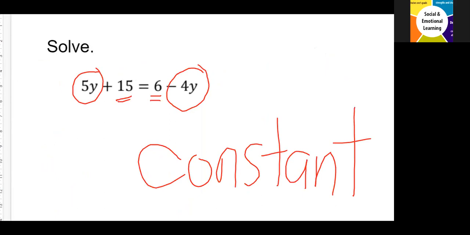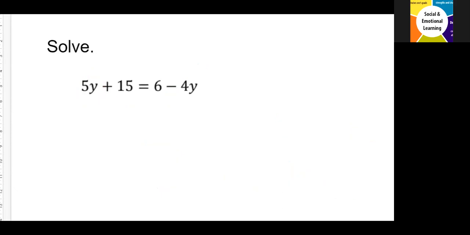Yes, very good. But basically, you have to take all the variables to one side and the constants to the other, so that way it's going to be easier for you to solve the problem. Exactly. So let's do that. The 5y will stay where it is. What happens to this -4y when it moves to the other side of the equation?